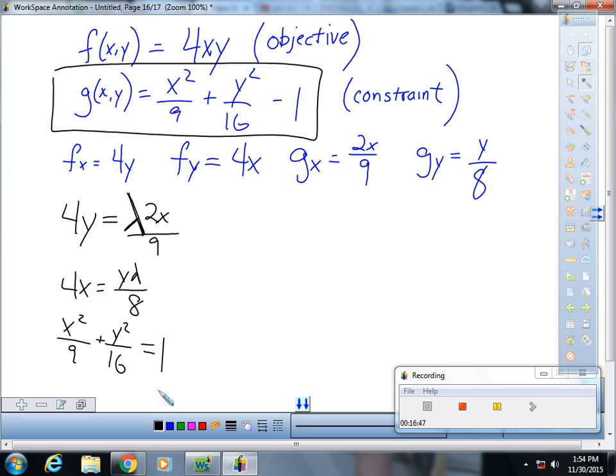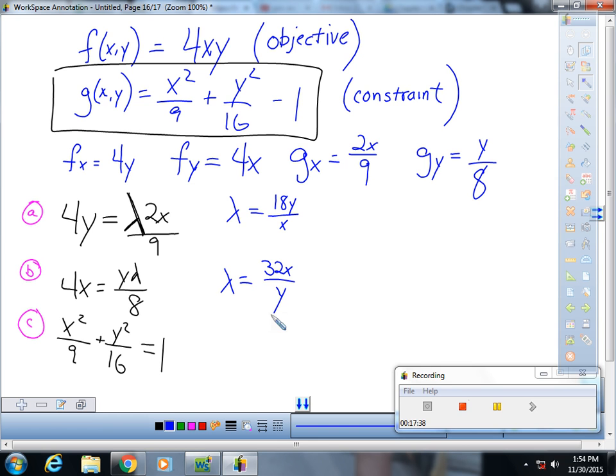You're okay with this? So we'll call these equation A, equation B, and equation C. From equation A, we get lambda equals 36y over 2x, so 18y over x. It's pretty important that you catch any mistake I make here. From equation B, you get lambda equals 32x over y.